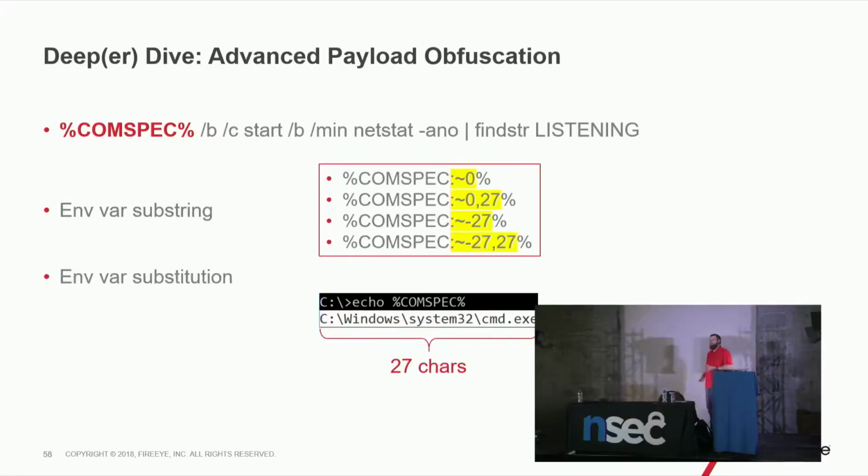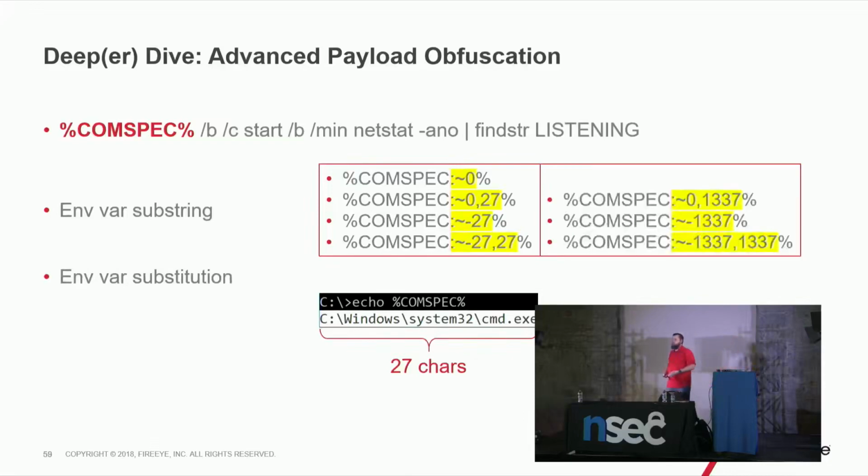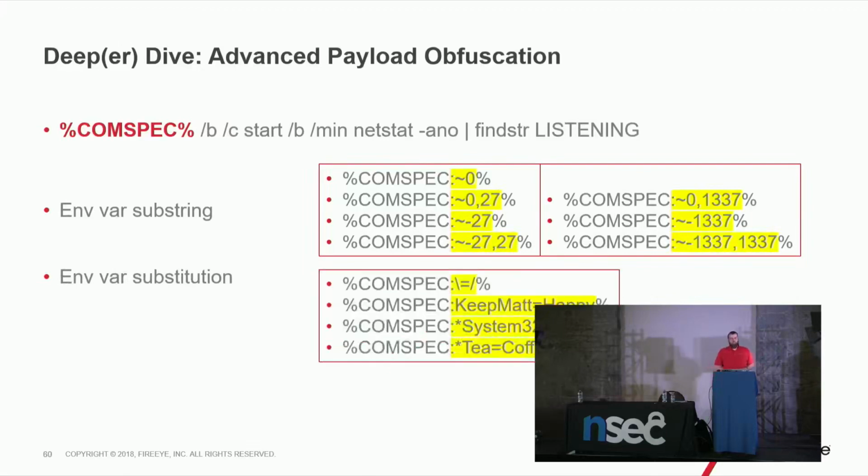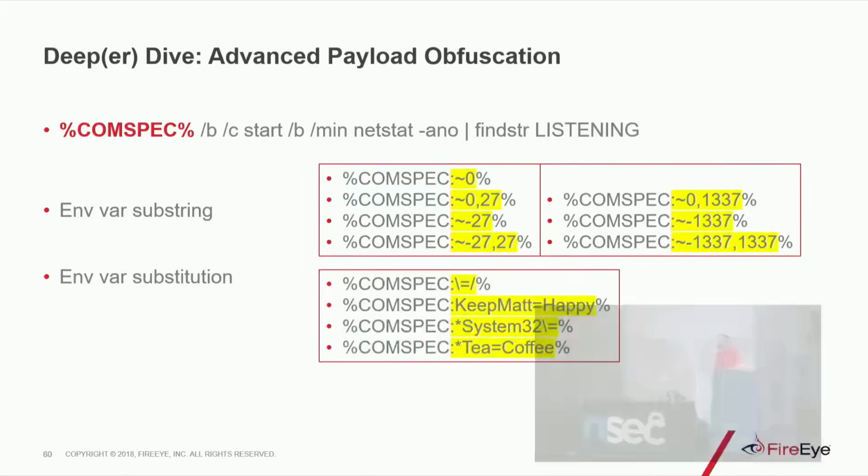And there's nothing saying you have to use the exact length. Instead of 27, we could use 1337 or anything that's greater than the value of the variable. So these will all still successfully produce a string cmd.exe with the full path. You can also use environment variable substitution. So just like we saw FIN7 substituting the @ sign with nothing to remove it, we could basically say substitute forward slashes for backslashes, or substitute something that will never exist with something else that we never want to see because it doesn't matter. All we're doing is breaking detections that are looking for %comspec%.